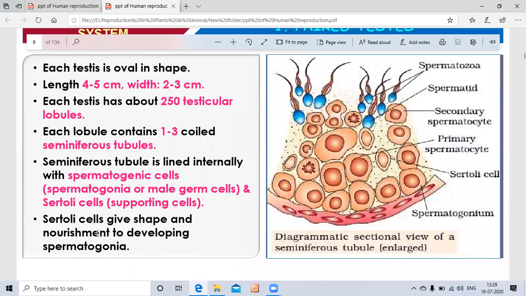Sertoli cells give shape and nourishment to the developing spermatogonia. Spermatogonia develop into spermatozoa, so sperm production happens there. Then the primary and secondary spermatocytes develop. Like this, there is development of the same cells.